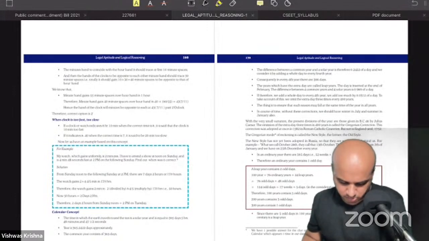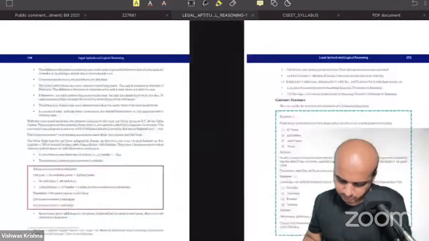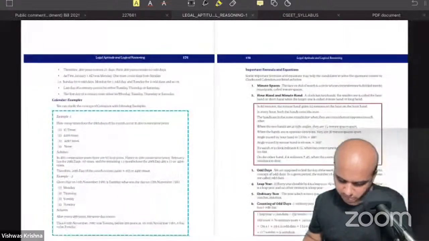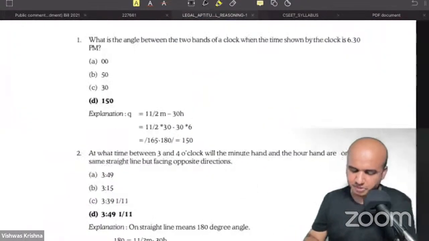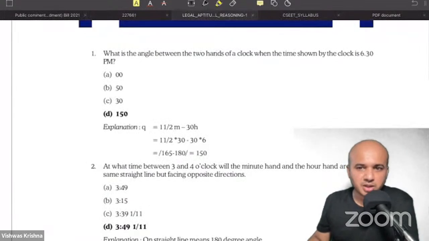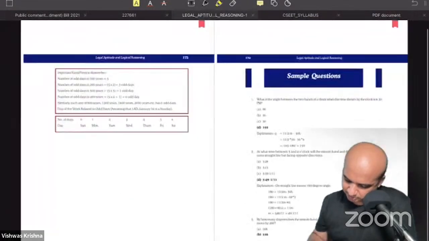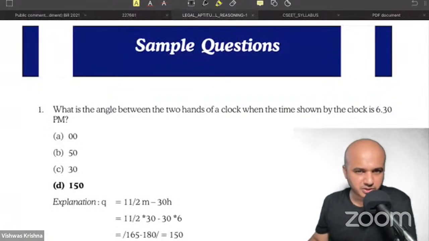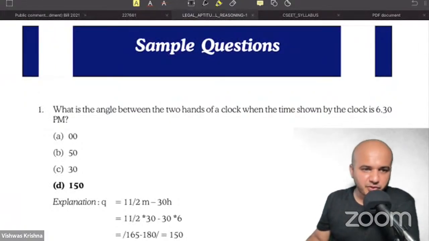Now, I remember having seen this question somewhere here. Here is the question. If you go to page number 174, you will get this question, of course. What is the angle between two hands of a clock when the time shown by the clock is 6:30 p.m.?